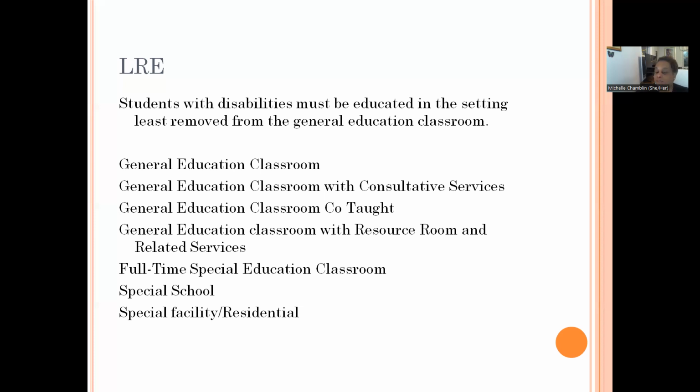Then we have full-time special education classrooms, so a self-contained classroom, that is more restrictive. Special school, where the student now leaves their locally zoned school and goes to a special school to receive services all day. And then the most restrictive is a special facility. It could be a hospital or residential care where a student is living there 24 hours and receiving their education in the facility.